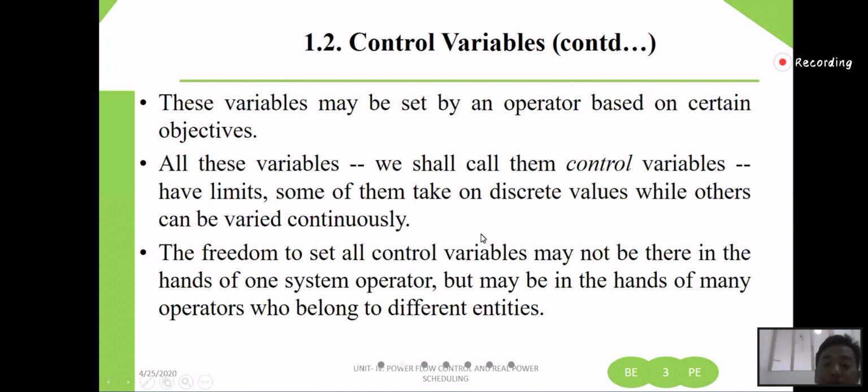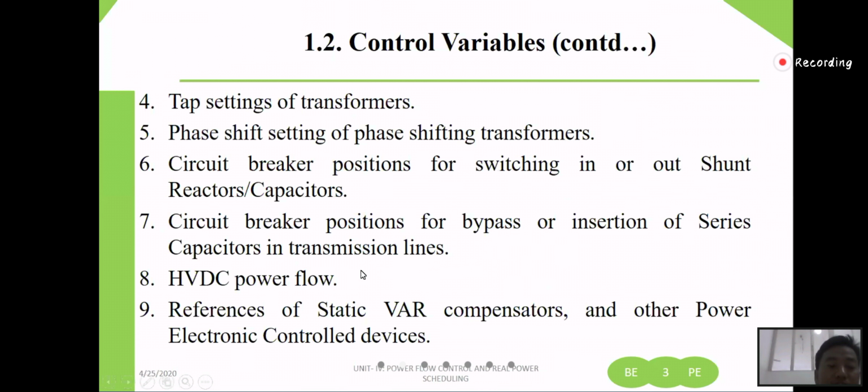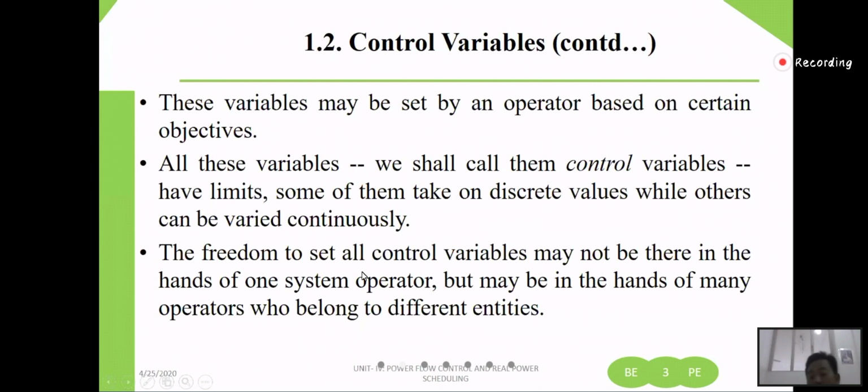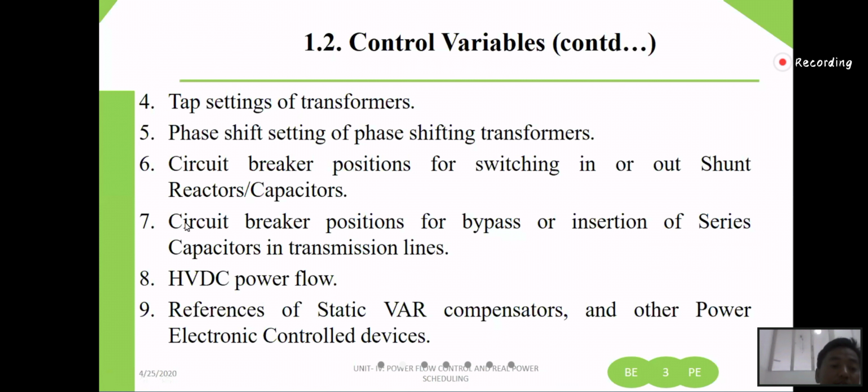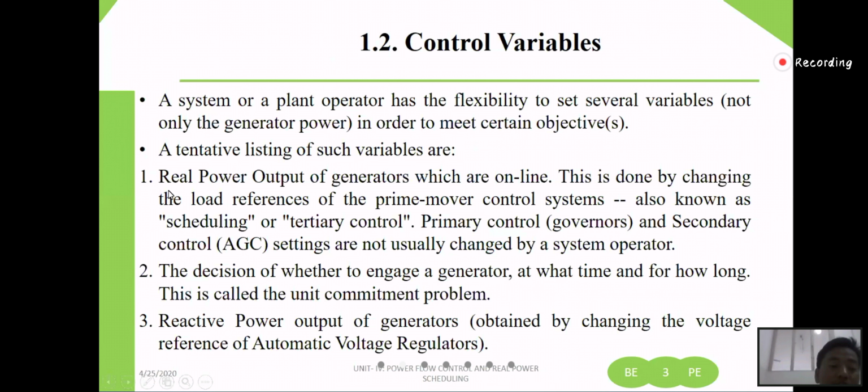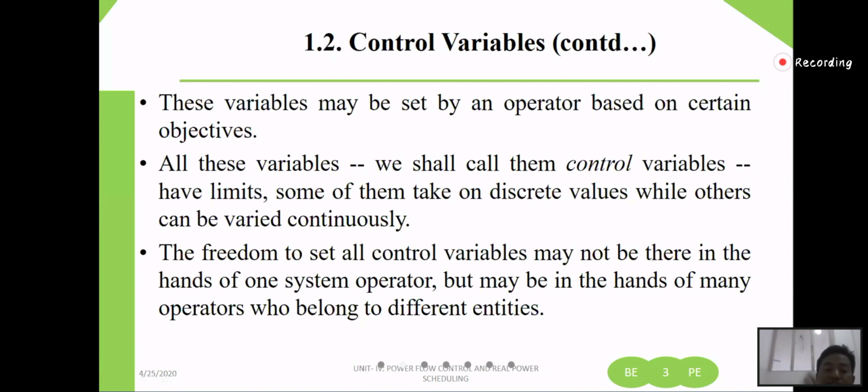So we said that all these 9 control variables can be controlled and they vary, but within a certain limit. For example, voltage has to be within the generator capability curve. Also, the freedom to set all these control variables may not be in the hands of one system operator, but maybe in the hands of many operators.